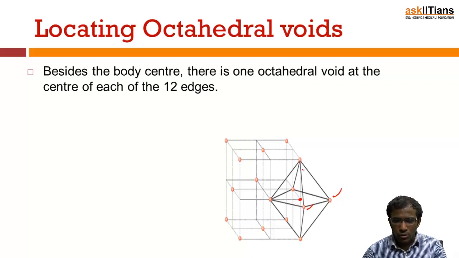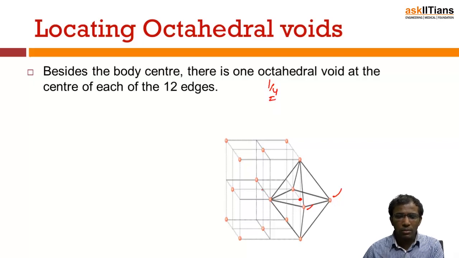So at the center of each edge we have an octahedral void. Total we have 12 edges, so we have 12 octahedral voids. But this void does not entirely belong to the unit cell, right? Because each edge is shared by 4 unit cells. So only 1/4 of the void belongs to one unit cell.